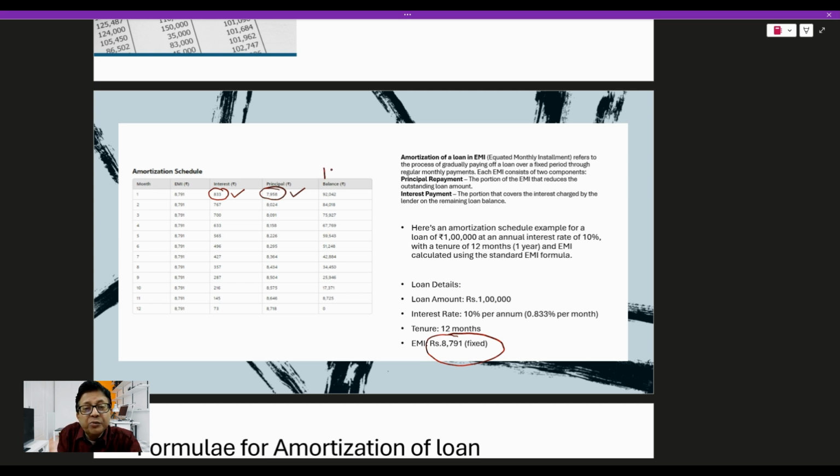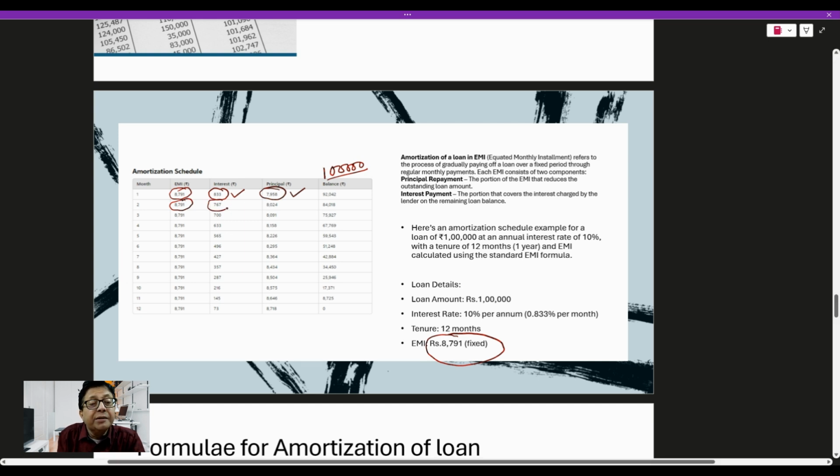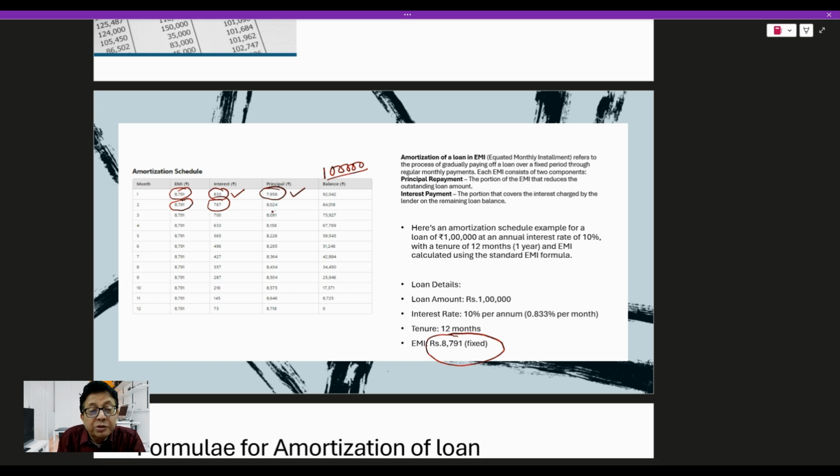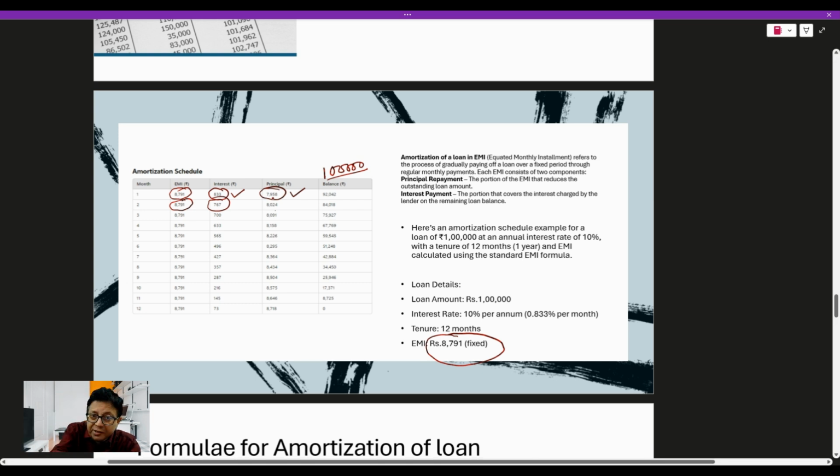You have started with 1 lakh. Now it is reduced to 92,042. Next month, what happens? You have paid the same amount, 8791 only. But now interest reduced to 767 rupees and principal more. So this is a very convenient method for you. You can see that your principal is reducing.